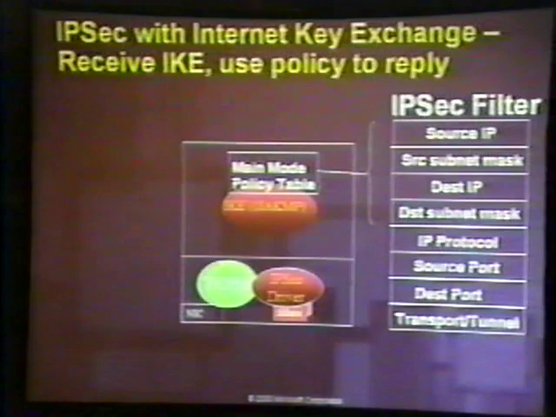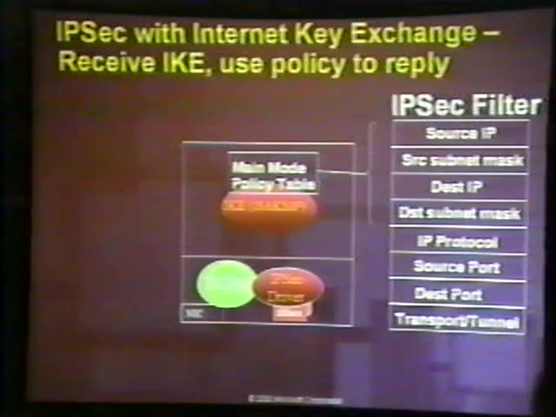So the way this works is that there are two policy tables. There's a main mode policy table which governs whether or not you're going to reply to a client with IKE. And we use just the address part of the filter for that. So we take the address part, including the subnet specification, and put it in the main mode policy table. This is what determines my ability to reply to an IKE request.